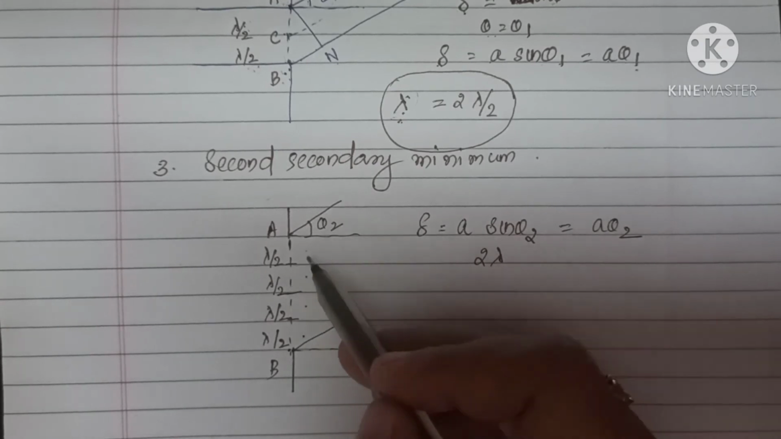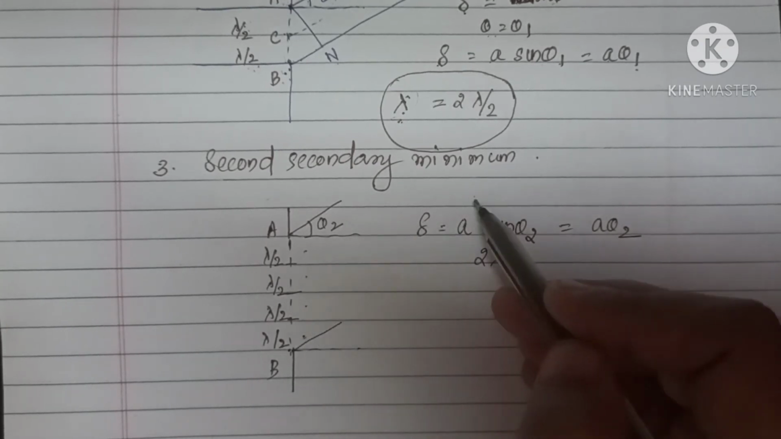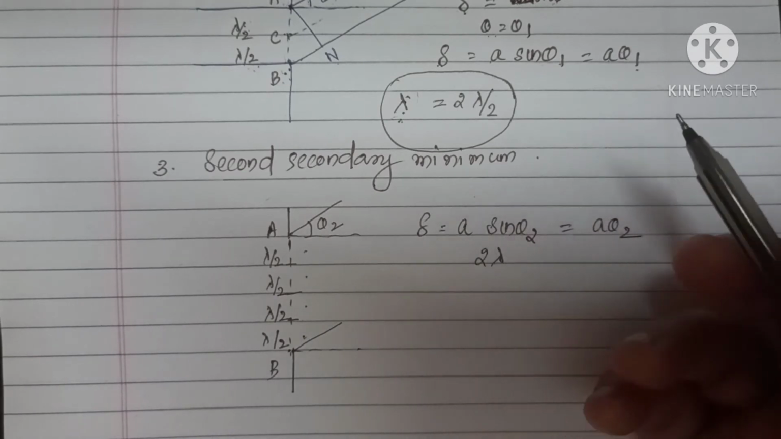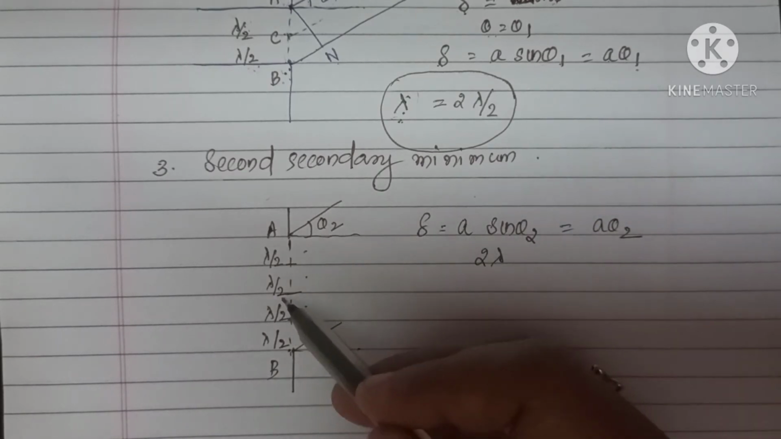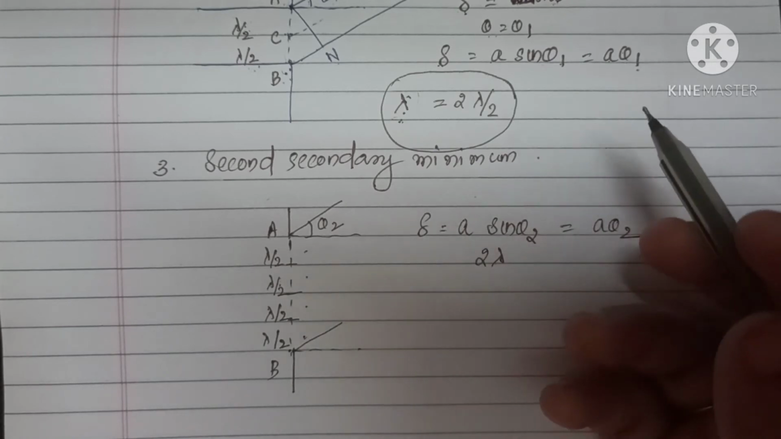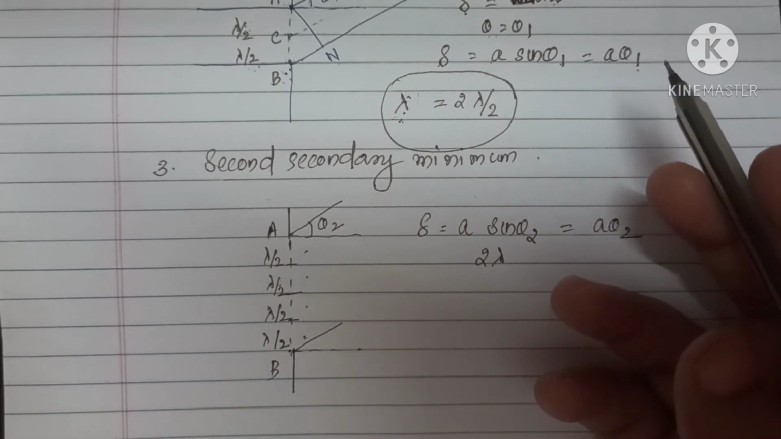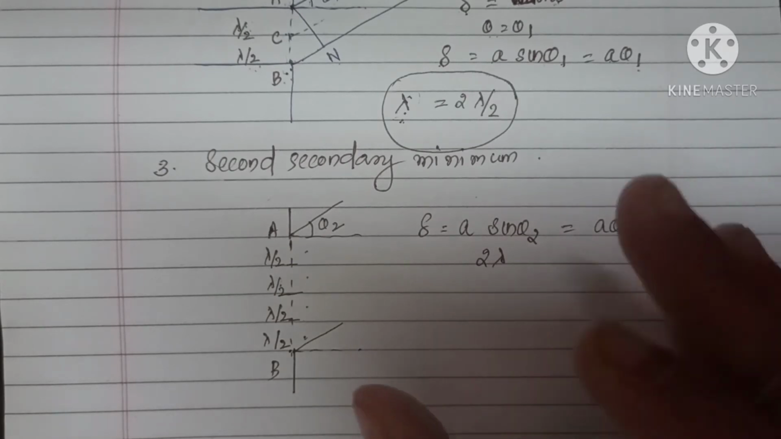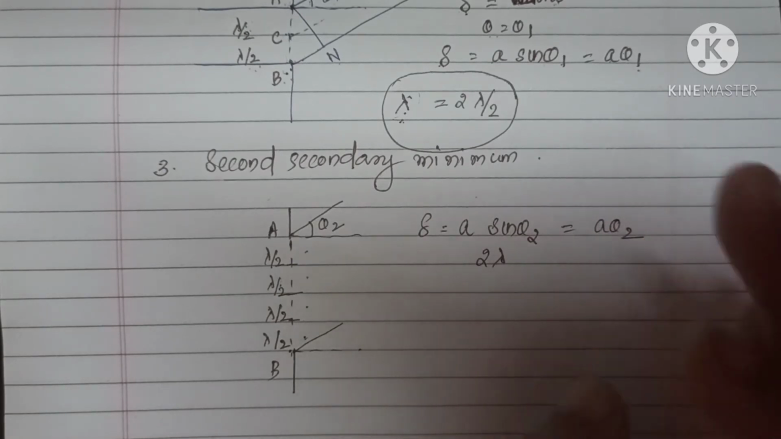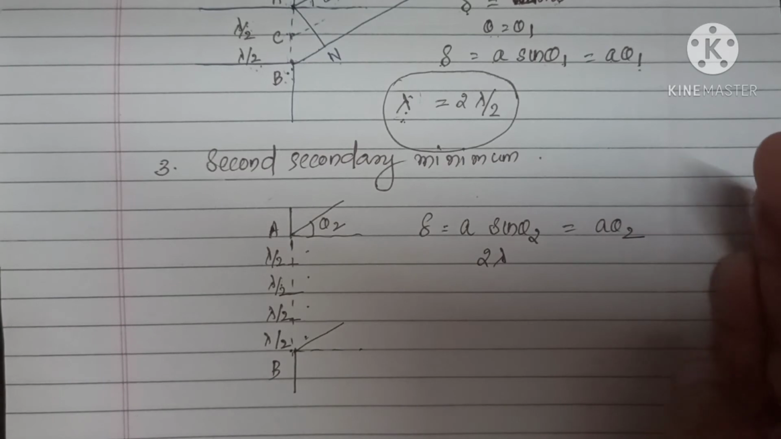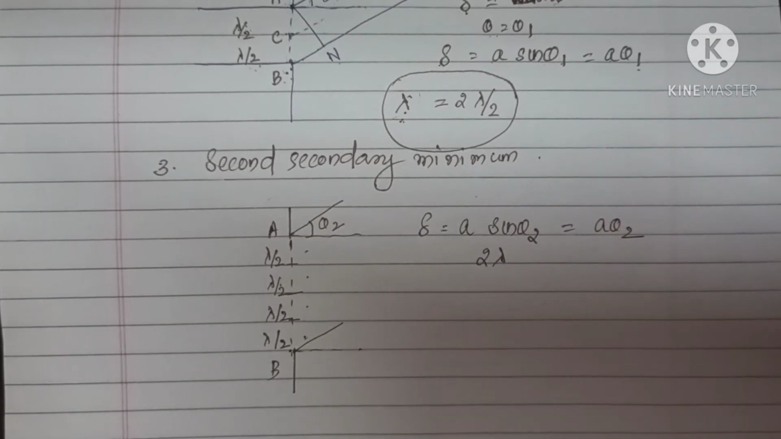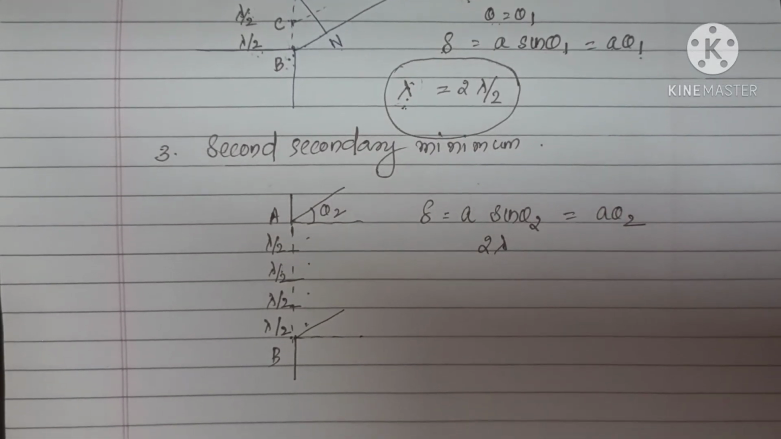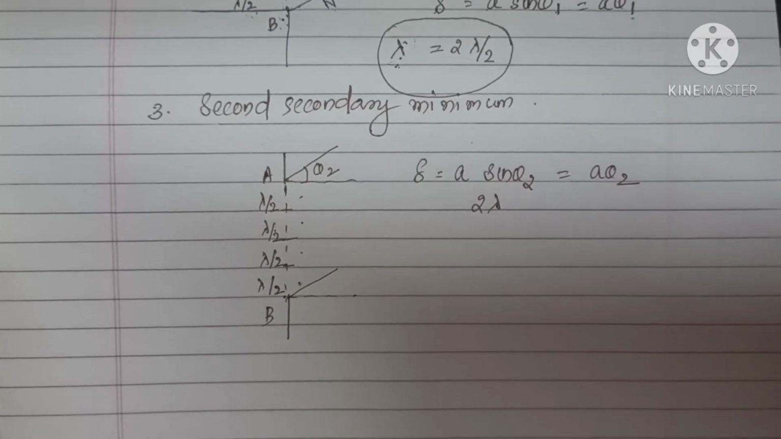Clear? So this lambda by 2 as well as this lambda by 2 will interfere, so there will be destructive interference. Again these two will interfere, so it will also be a destructive interference. So again the result that we are getting on the screen will be minimum. We call it the second secondary minimum. Understand? Second secondary minimum.